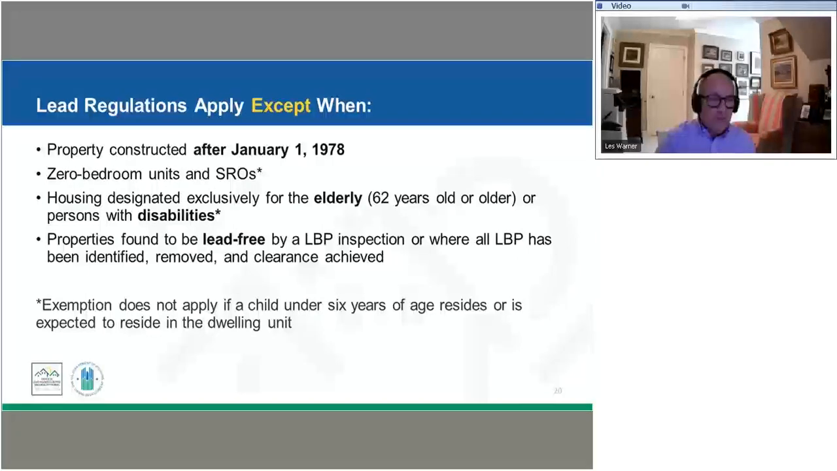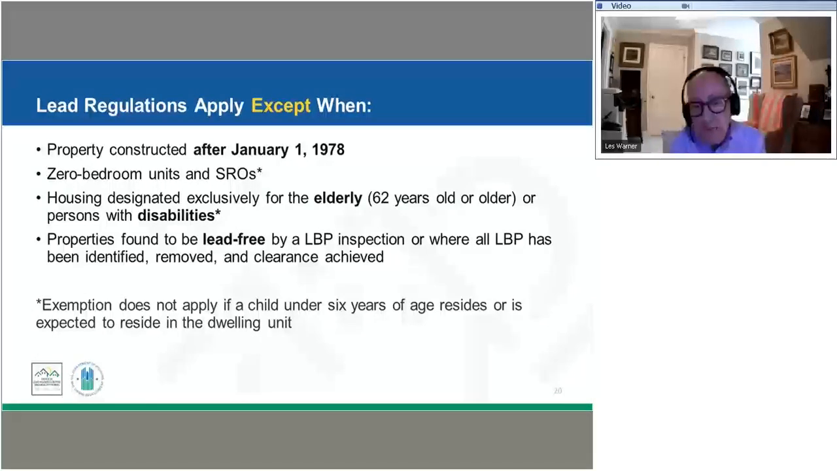And then we had some discussion yesterday also about 0-bedroom units and SROs. I think this is the least restrictive of the requirements for Subpart M, because under TBRA we don't have a long-term relationship with these units. We're providing assistance to this household, and during that time period we're going to be keeping an eye on that.